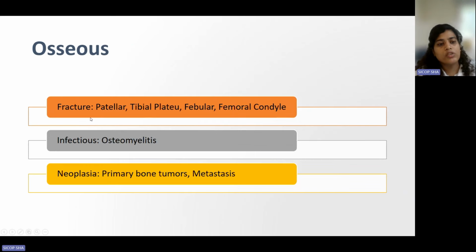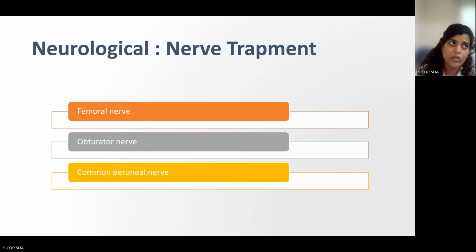When we talk about osseous structures, we're talking about fracture in the patella, tibial plateau, that is the proximal tibia, fibula, tibial condylar. I'm so sorry, there is a mistake in the slide. That is fibula and tibia, femoral condyle. Infectious, we're talking about osteomyelitis, neoplasia, primary bone tumors, metastasis.